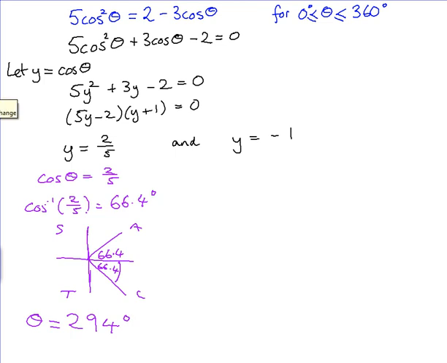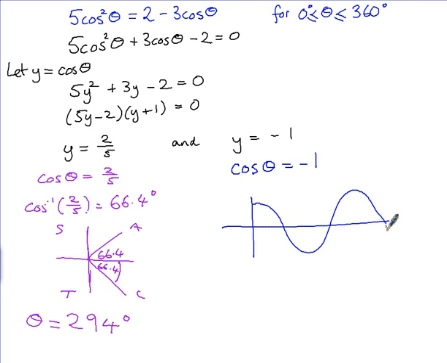Also, we've got a second option, which is y is equal to minus 1. Well, in this case, we're saying that cos theta is equal to minus 1. And this is one of those special cases where work on the quadrants won't be that helpful. So it's worth just considering the graph of cos theta. And it's between 0 and 360 degrees, because that's what the limits were. There's only going to be one solution between 0 and 360 degrees. And that's going to be when x is equal to 180 degrees.